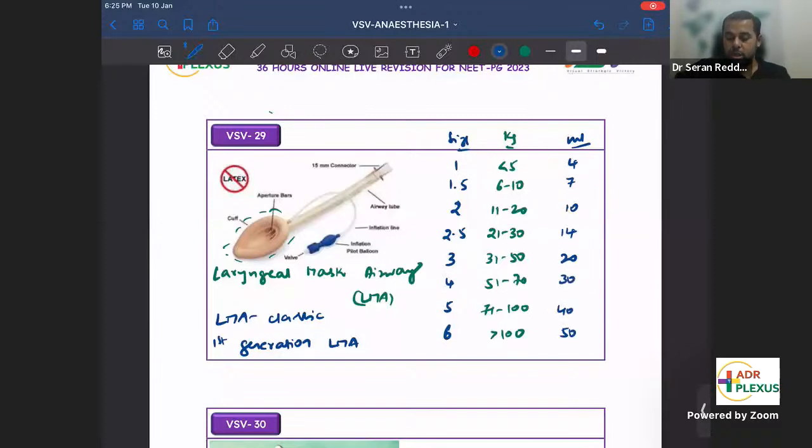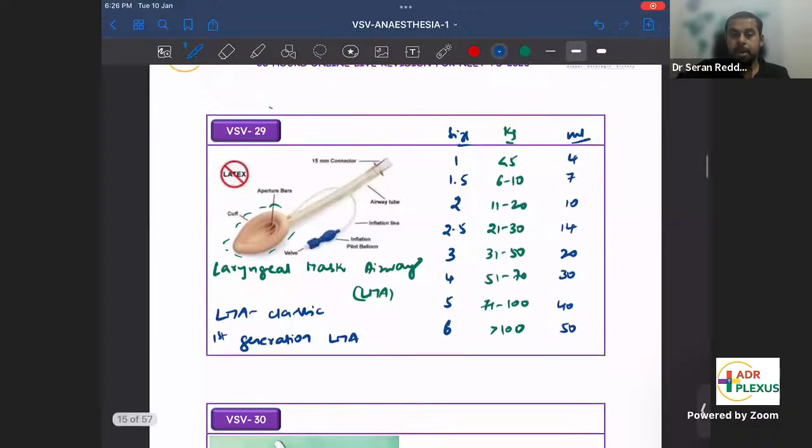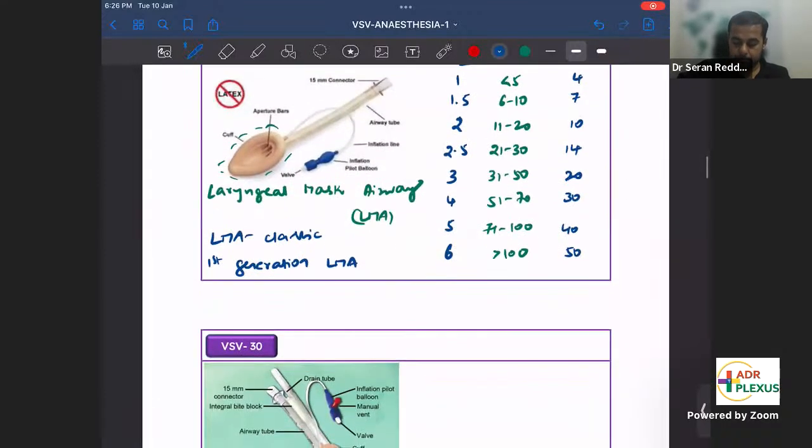So remember, first two are 5 kgs each, then 10 kgs each, then 20 kgs each, then roughly 30 kgs each. So if at all a question comes, a 36 kilo boy posted for surgery, then the answer will be 3. This is about classic LMA.